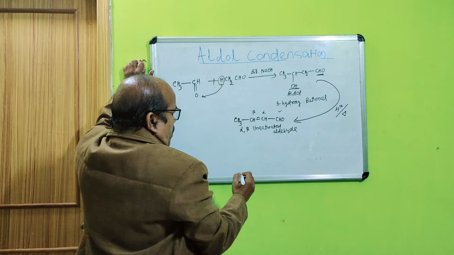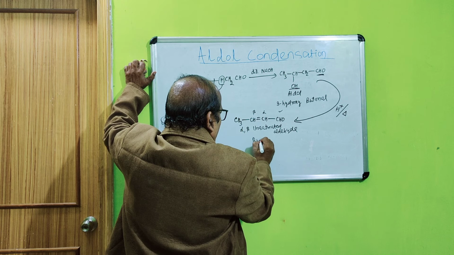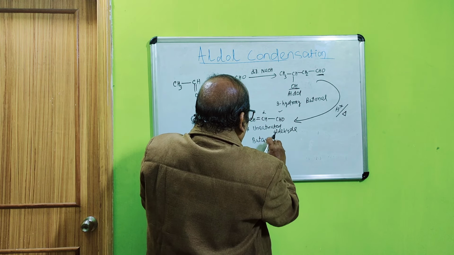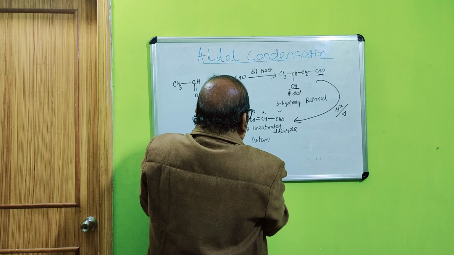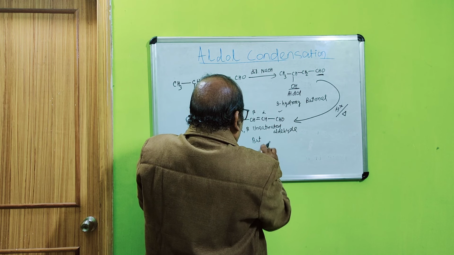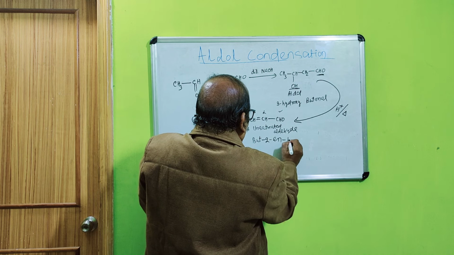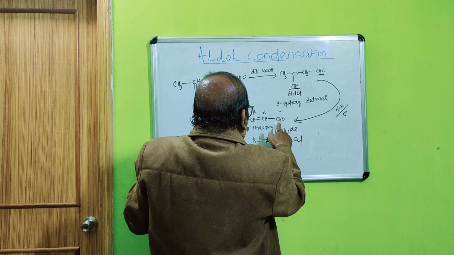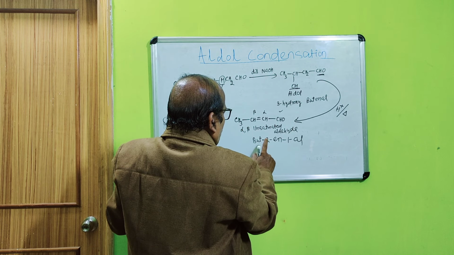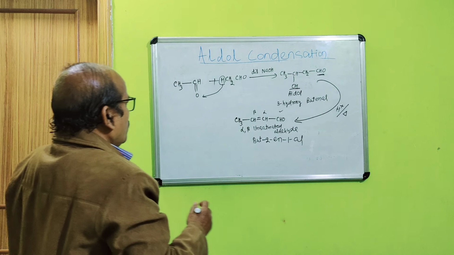And the name of the compound is, this is butane. At the 2 position there is a double bond, so it is but-2-en-1-al. Here there is an aldehyde group, at the 2 position there is a double bond, so but-2-en-1-al, an alpha beta unsaturated aldehyde.